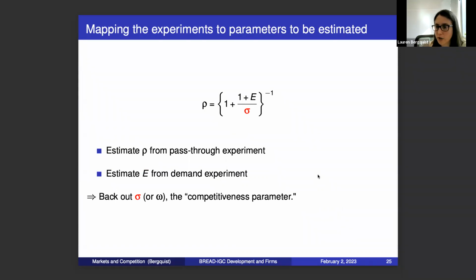Let me pause there and ask if there are questions. Lauren, there's one from the chat. How confident do you feel about the market boundaries? Is there arbitrage going on between subsidized and unsubsidized markets? Although you may want to answer that in a few minutes.